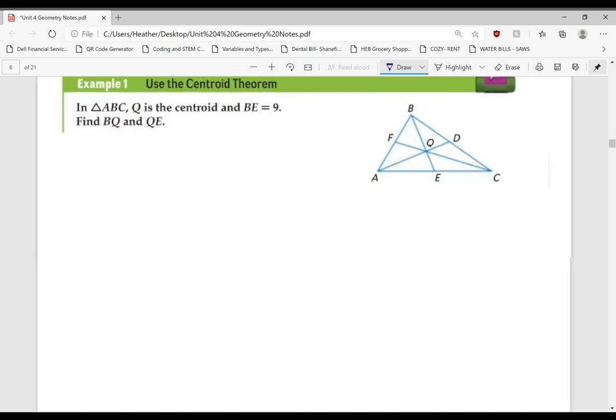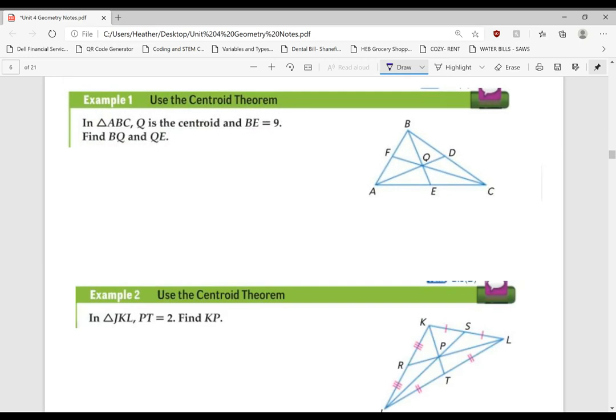So let's look at example 1 using this theorem. In triangle ABC, Q is the centroid and BE, so this entire thing, is 9. Find BQ and QE. So we know that BQ is 2/3 BE. Since BE is 9, BQ is equal to 2/3 times 9, which is equal to 6.